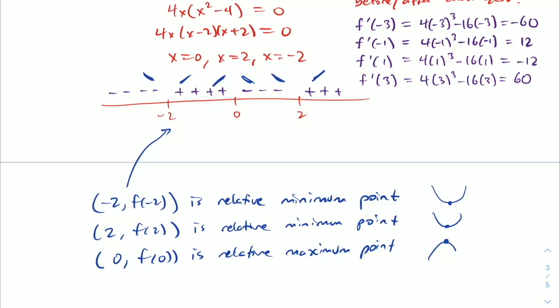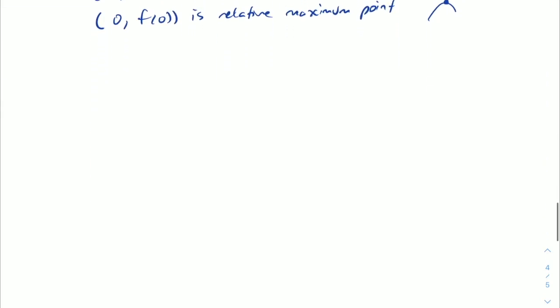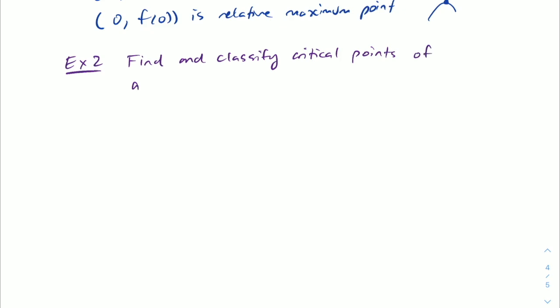Okay, let's look at another example. Call this example 2. In this example, we want to find and classify the critical points, places where the derivative is 0, of the function g of x equals 1 plus 4x cubed minus x to the 4th. The first thing we're going to do is take the derivative of g.